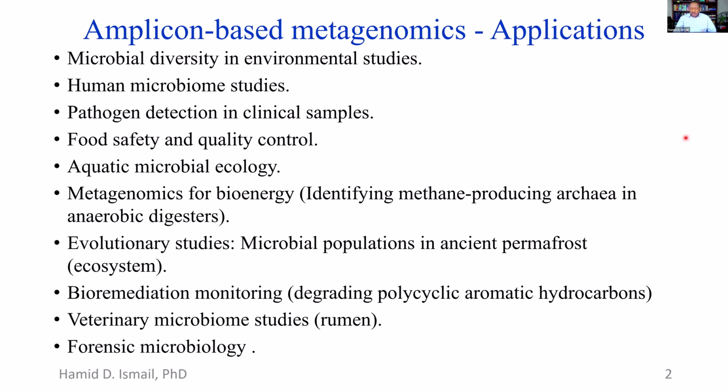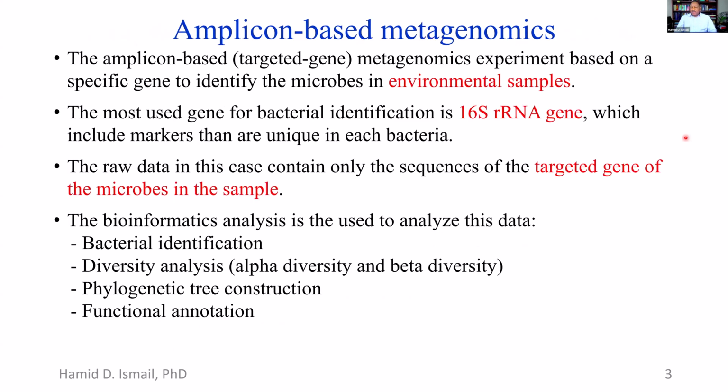And also in veterinary microbiome studies, in the case of the rumen, to improve the nutrients, and in forensic microbiology as well. So these are just examples of applications, but metagenomics has many applications right now, even in drug discovery, and to discover new antibiotics, they can use it in that application.